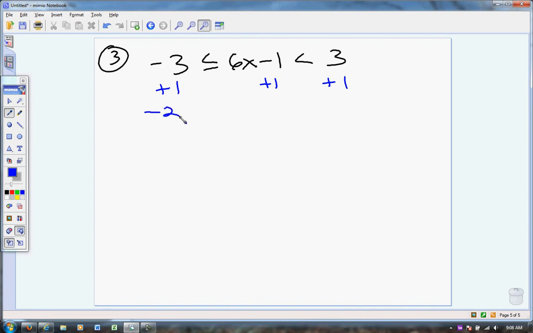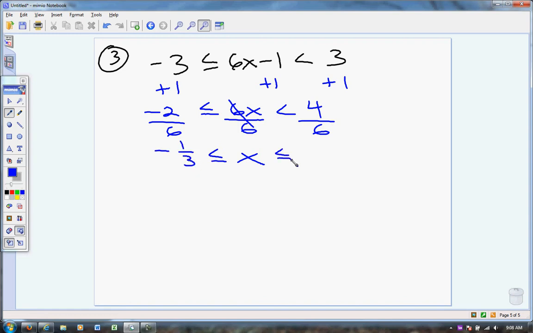So I would have negative 2 now is less than or equal to 6x is less than 4. And the next step would be to divide by 6, right? So I'm not just going to divide by 6 there, I'm going to divide by 6 there and there. So those go away, and x is sandwiched in between negative 1/3 and positive 2/3. And if I wanted to sketch that solution, like I told you, don't spend forever on this. Here's 2/3. Here's negative 1/3. I'm sandwiched in between, so I'm coloring in here, and both the circles are filled in. Okay?